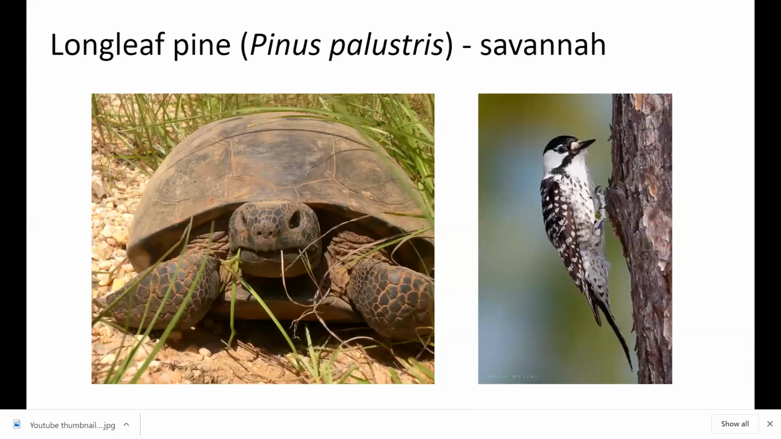This is my gratuitous wildlife photo. There are some special wildlife species that favor longleaf pine communities, and that includes the gopher tortoise in the southern states, not North Carolina, but South Carolina, Georgia, Florida, and then into the Gulf states, and then the red cockaded woodpecker on the right, which might be familiar to many of you. These are species that must have the habitat of longleaf pine in order to survive. And so unsurprisingly, as longleaf pine has disappeared, these species have been endangered.